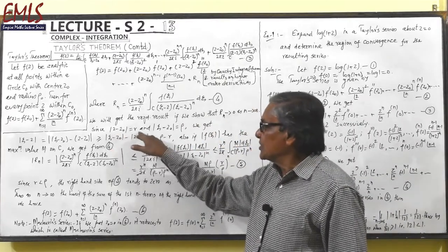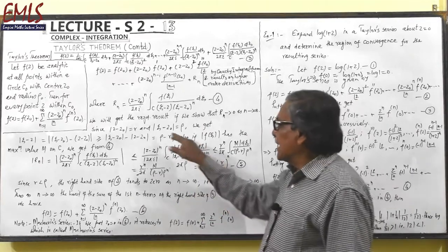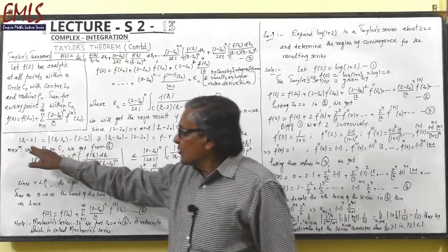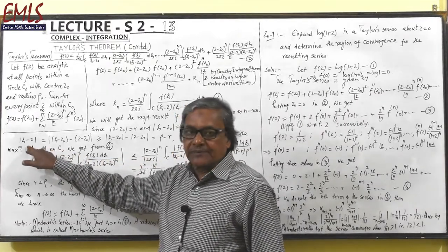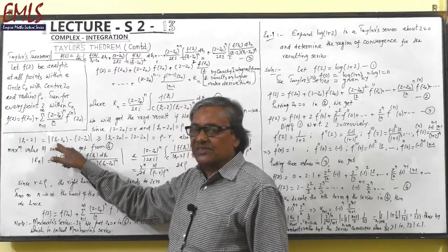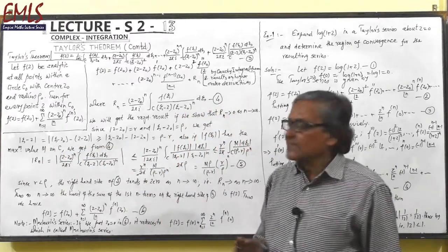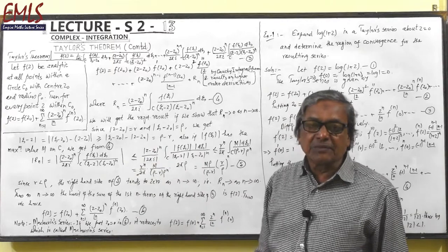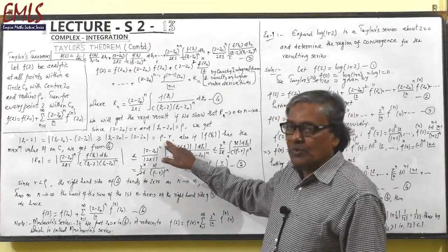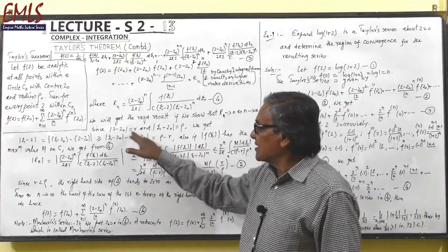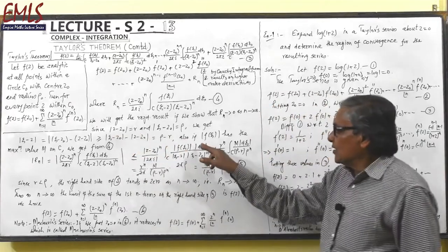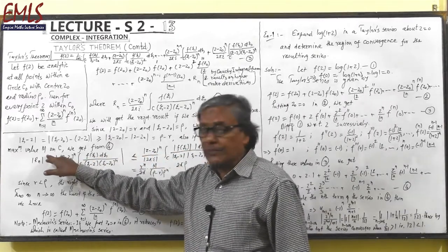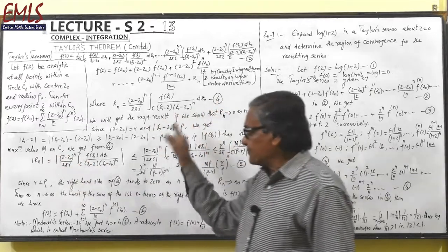Since mod (z minus z0) equal to r, we have already supposed, and mod (xi minus z0) equal to rho, we now want to find the value of mod (xi minus z). We can write it equal to mod (xi minus z0 minus (z minus z0)). And by the property of mod, this will be greater than or equal to mod (xi minus z0) minus mod (z minus z0), and this will be equal to rho minus r. This is rho, this is r. So this is rho minus r.